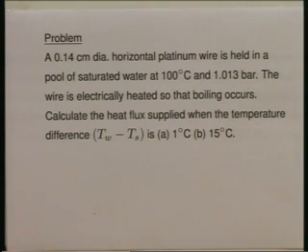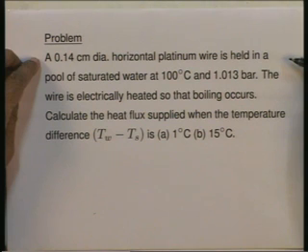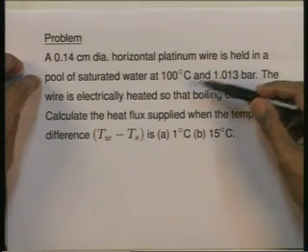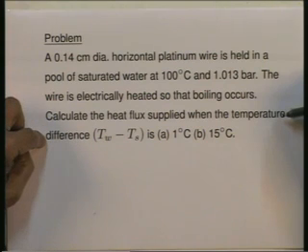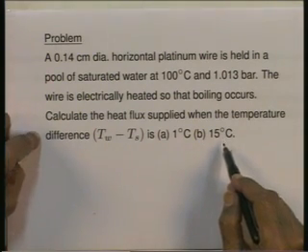Now, let us do a few problems to illustrate the use of these correlations which I have given you. We will first of all do the following problem. There is a pool of liquid. Let me read it out: a 0.14 centimeter diameter horizontal platinum wire is held in a pool of saturated water at 100 degrees centigrade and 1.013 bar. This 100 degrees centigrade corresponds to this saturation pressure. The wire is electrically heated so that boiling occurs. Calculate Q by A when the temperature difference T w minus T s is 1 degree centigrade. Calculate Q by A when the temperature difference is 15 degrees centigrade.